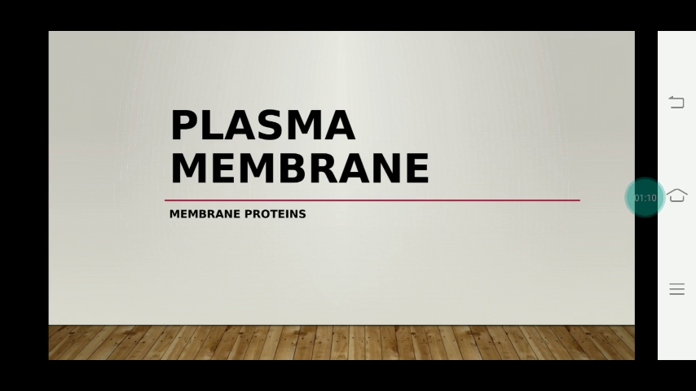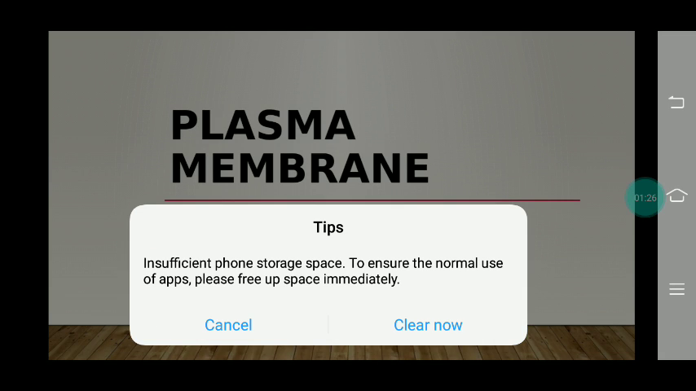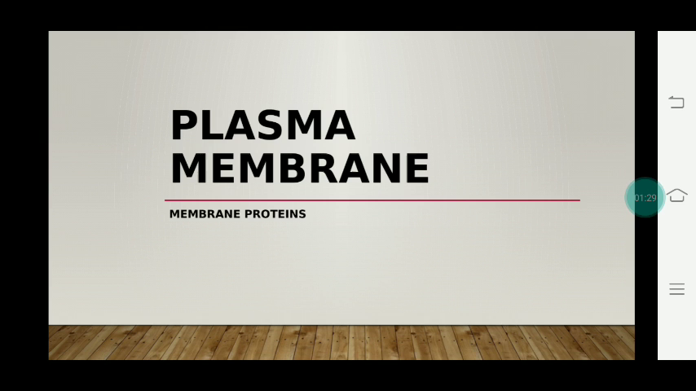So, how is the protein embedded in the lipid bilayer, or how is the protein situated in the plasma membrane structure? What is the position of the protein in the lipid bilayer of the plasma membrane, what are its names, and how does it get its position in the plasma membrane?